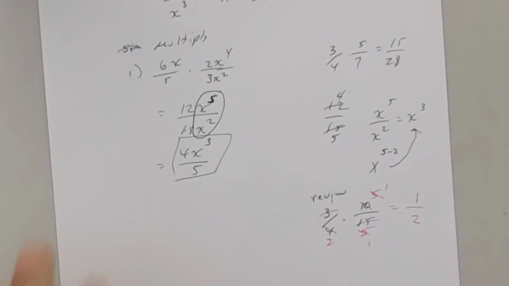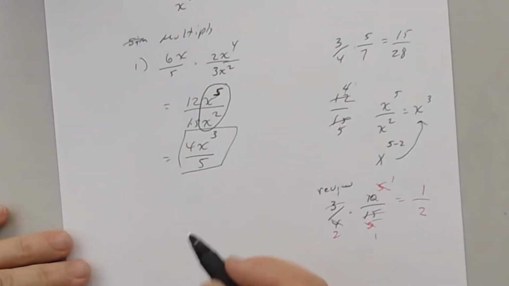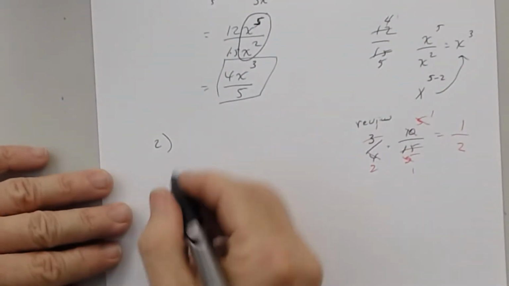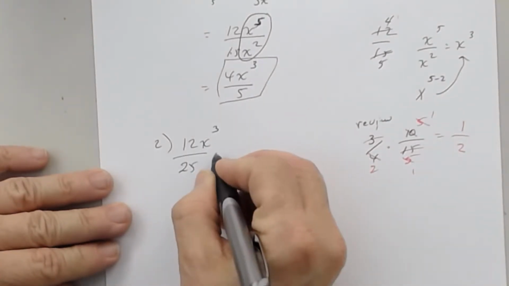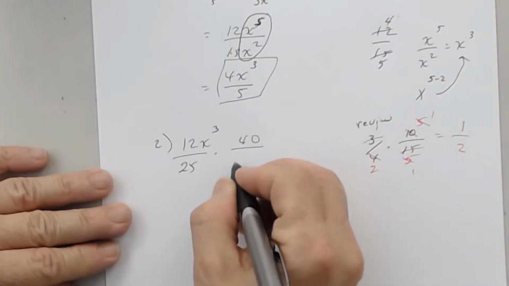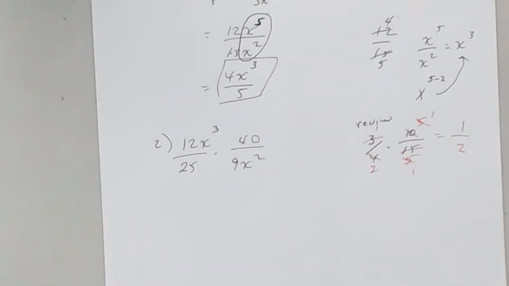So the point being that when I look at number 2, I have 12x cubed divided by 25 times 40 divided by 9x squared. Multiplying first, you're going to end up with 12 times 40, so that's going to be a 4-digit number, which may be a little bit more difficult for some of you to reduce with the denominator. So what you may want to do first is reduce first.